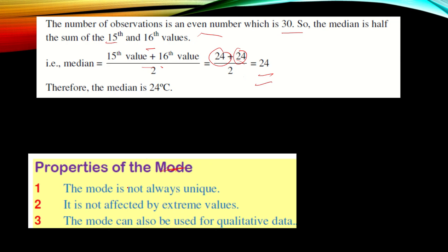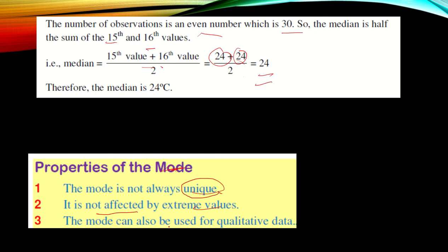So median and mode have properties. The mode is not always unique. Like we said before, it might be bimodal, trimodal. A given data may have 2 modes or 3 modes. And again, the mode will not be affected by extreme values. The mode means the one which is highly repeated. The high score, low score doesn't matter for mode.